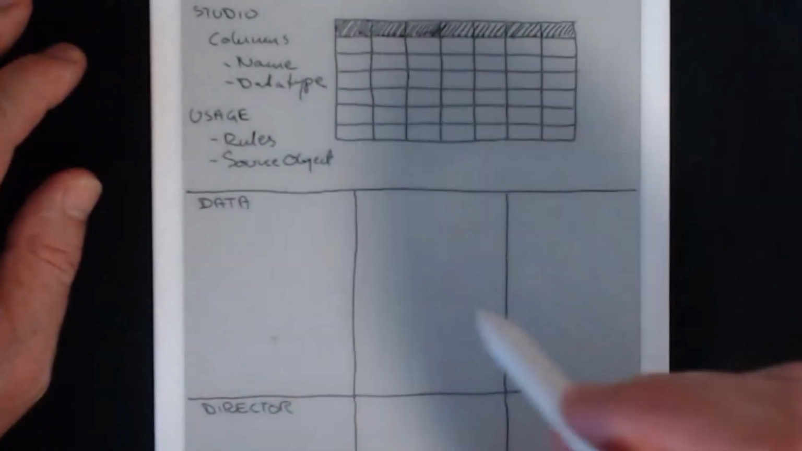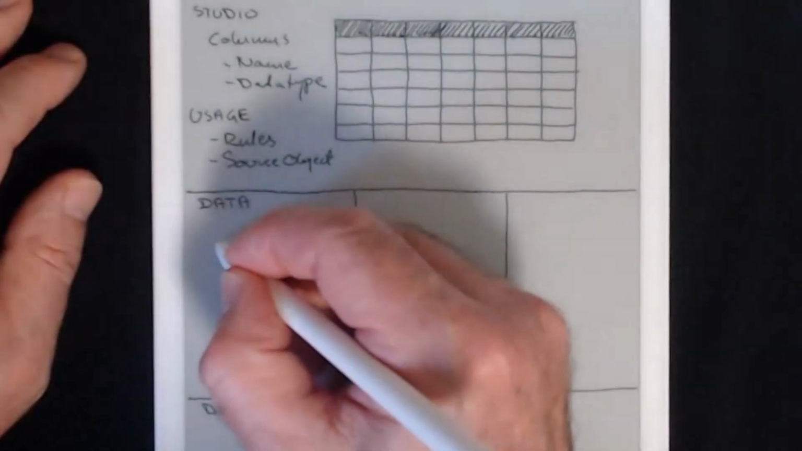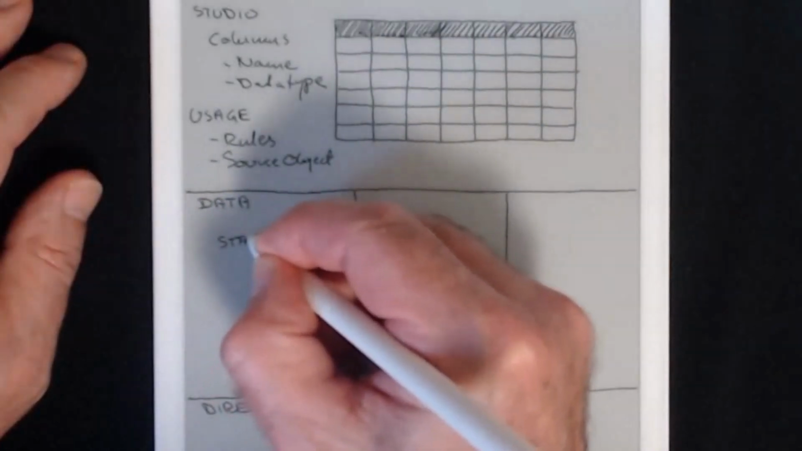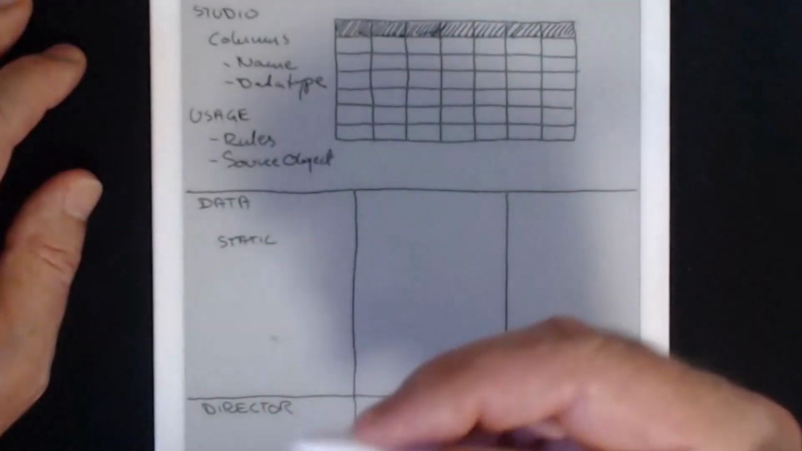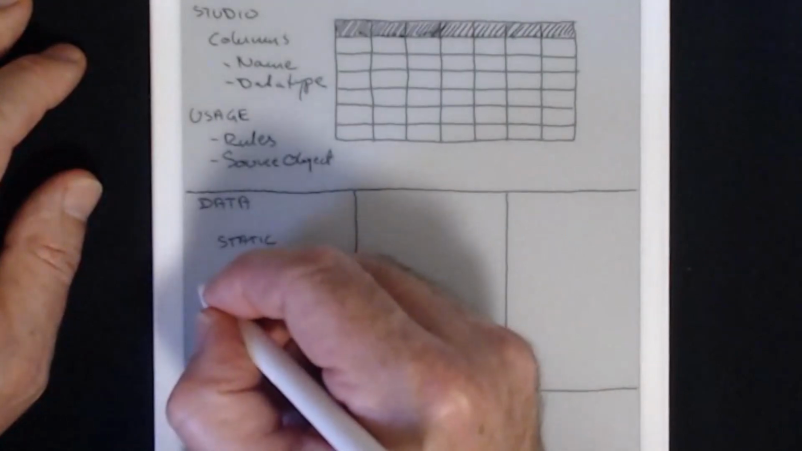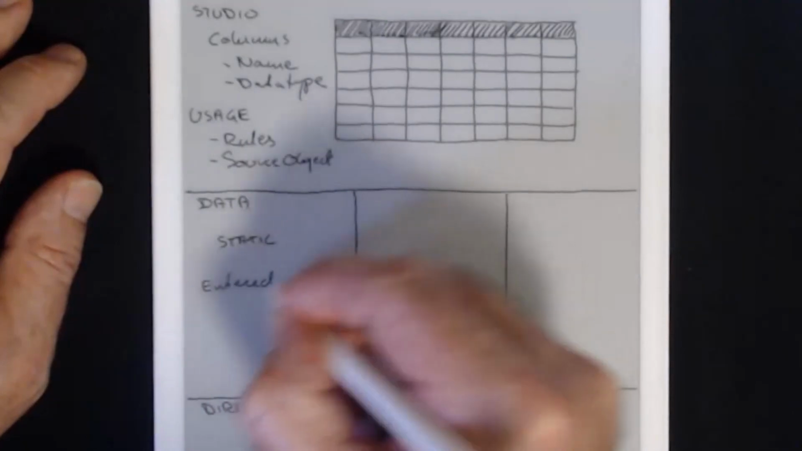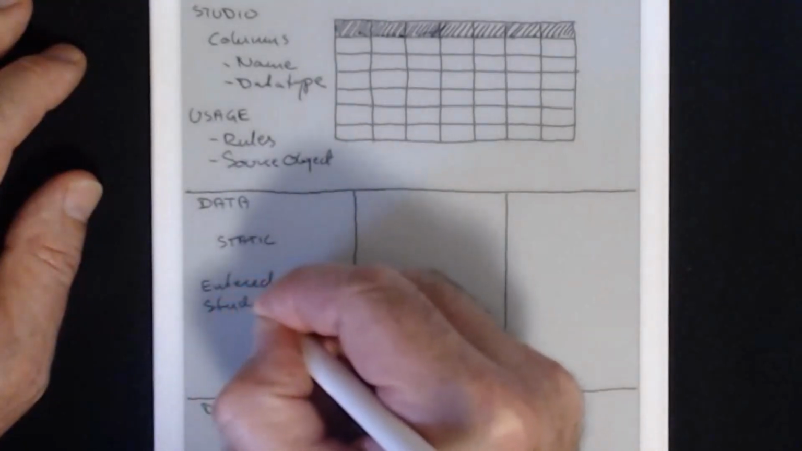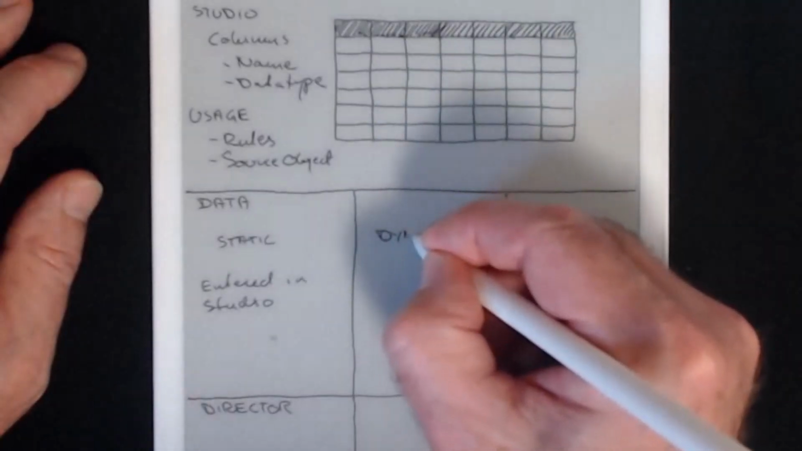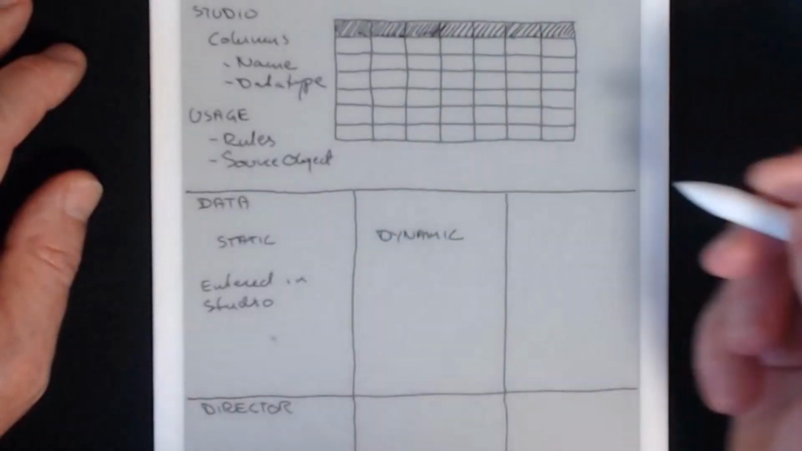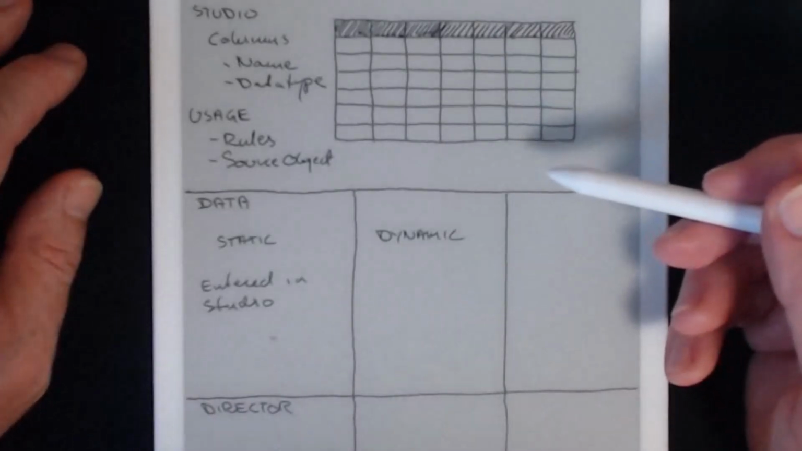Value sets come in 3 different flavors. One flavor is a static value set, and this simply means that you enter the data in Studio directly. The second flavor is a dynamic value set. With a dynamic value set, you do not enter the data in Studio.